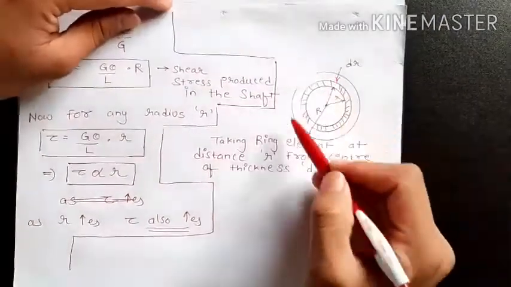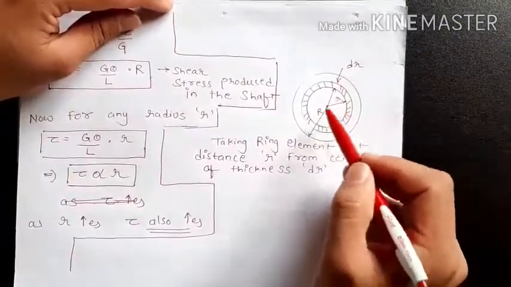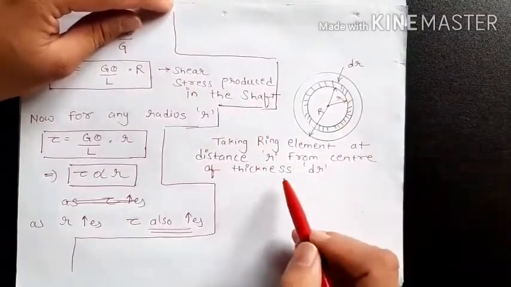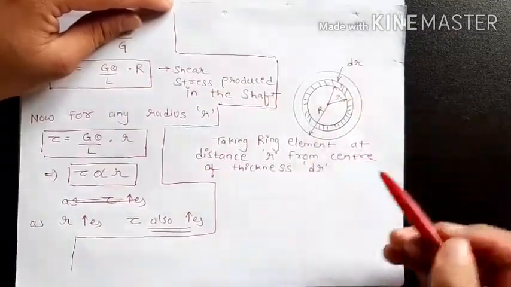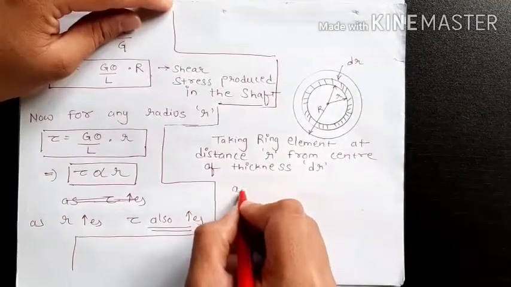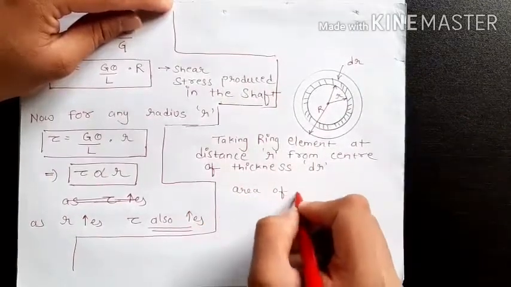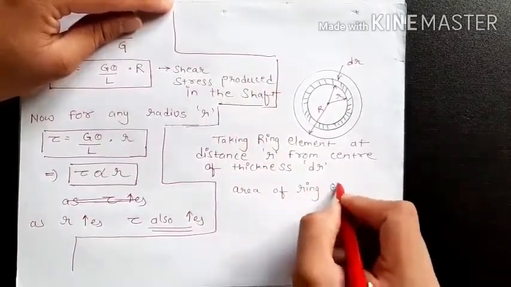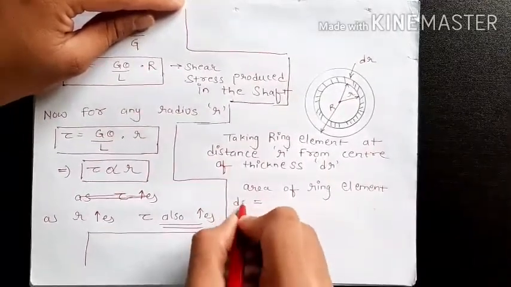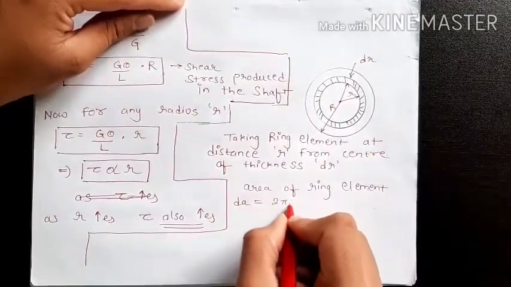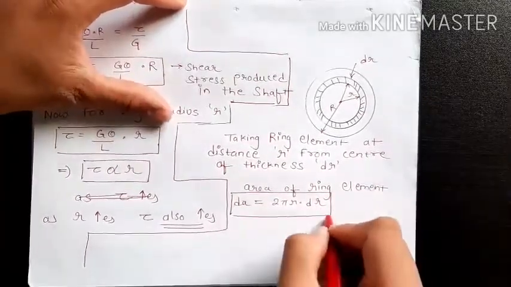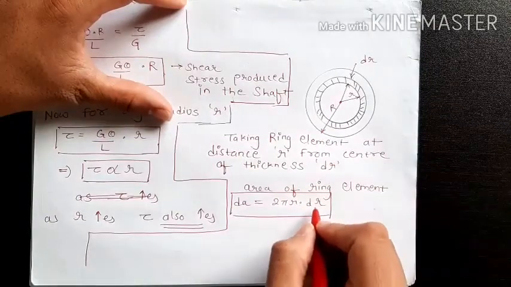Now this is the front view of the shaft. Taking a ring element at a distance r from the center, of thickness dr, the area of the ring element is equal to 2 pi r into dr. Remember this equation: area of ring element equals 2 pi r into dr.